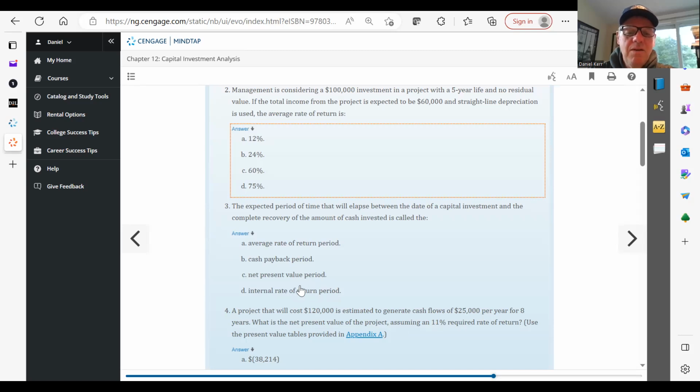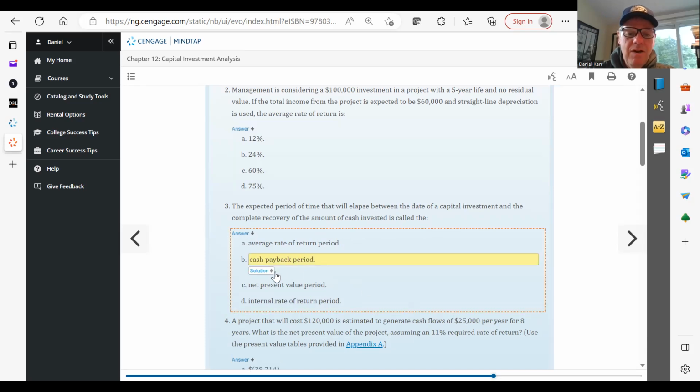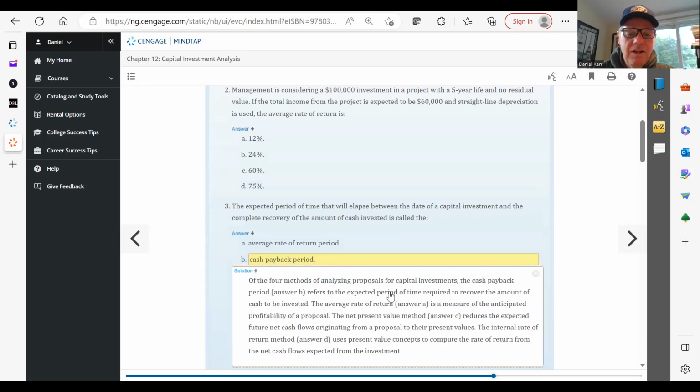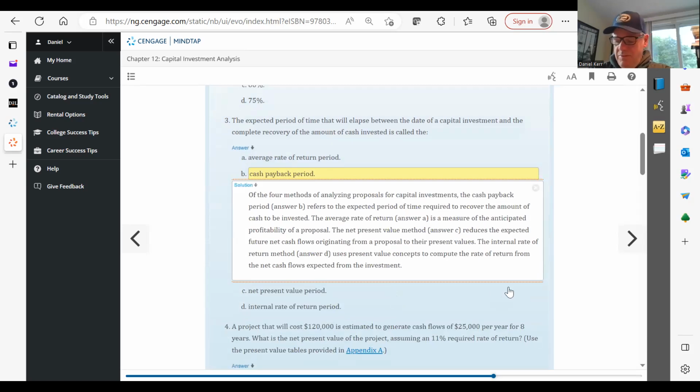So both of those are involved with present value. So the correct answer here is C. Expected period of time elapsed between the date of the capital investment and the complete recovery of the amount of cash invested. That's the definition of the cash payback method. And if you don't believe me, there is a little essay that explains why that is so. Not as succinctly as I would say it, but the correct answer there is C.